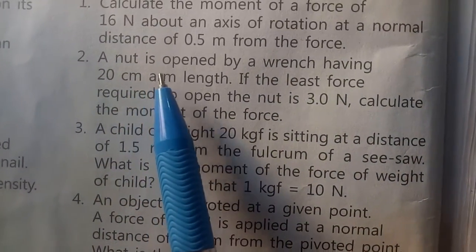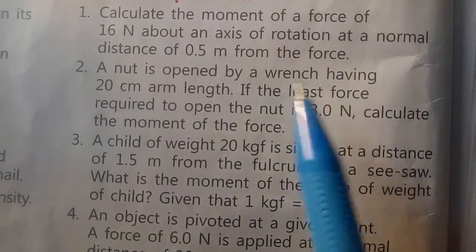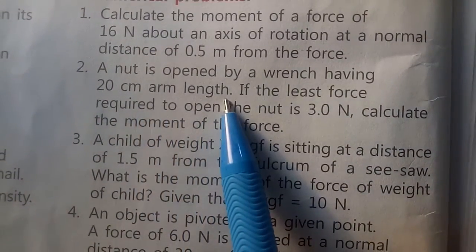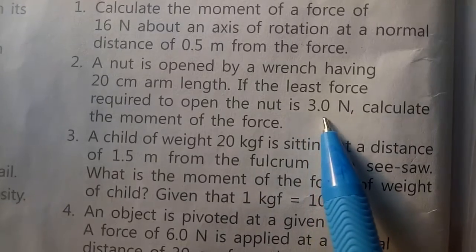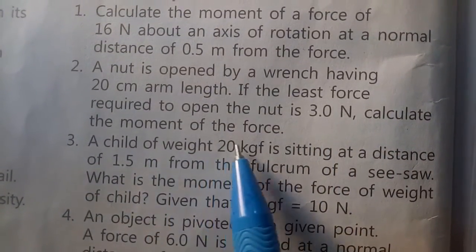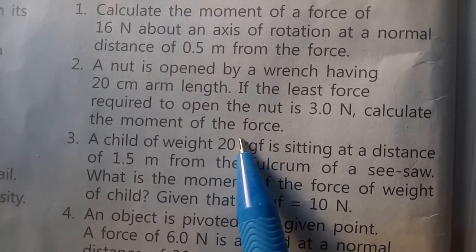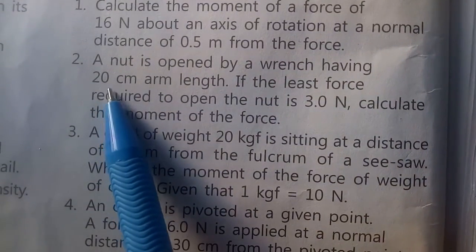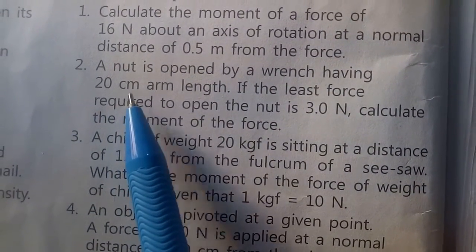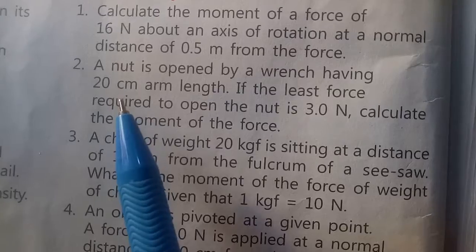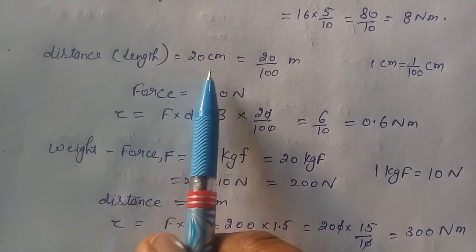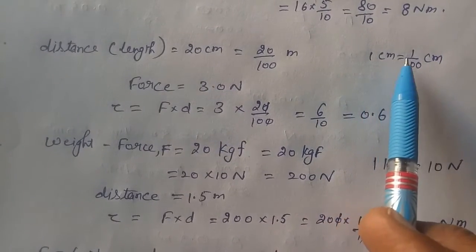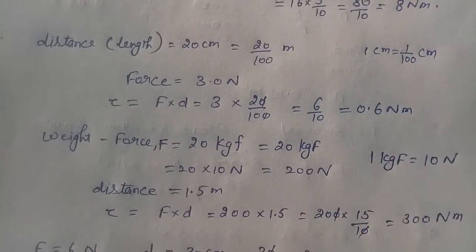Now the second is, a nut is opened by a wrench having 20 centimeter arm length. If the least force required to open the nut is 3.0 Newton, calculate the moment of the force. Once again we have to calculate moment of force, but here the distance is given in centimeter. First we will convert it into meter. So distance, that is length of wrench, given as 20 centimeter, and as we know that 1 centimeter equal to 1 over 100 meter.